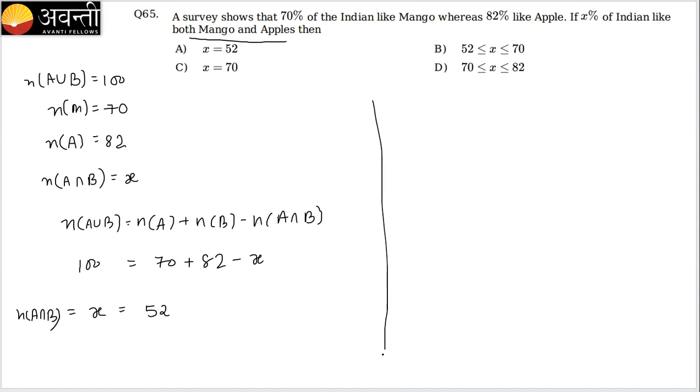Now here we need a range. Please wait, do not select 52. We will need a range because it is in terms of percentage. So what I can do here is that N of A union B will always be less than or equal to 100. So avoid doing this. N of A union B will always be less than or equal to 100. Got it?